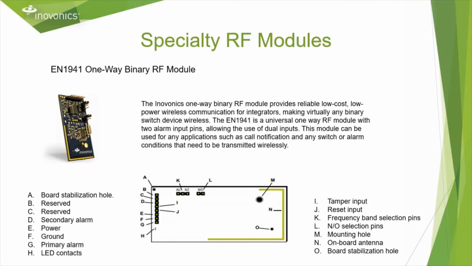The Inovonics one-way binary RF module provides reliable, low-cost, low-power wireless communication for integrators, making virtually any binary switch device wireless. The EN1941 is a universal one-way RF module with 2 alarm input pins, allowing the use of dual inputs. This module can be used for any applications such as a call notification, or any switch or alarm conditions that need to be transmitted wirelessly.